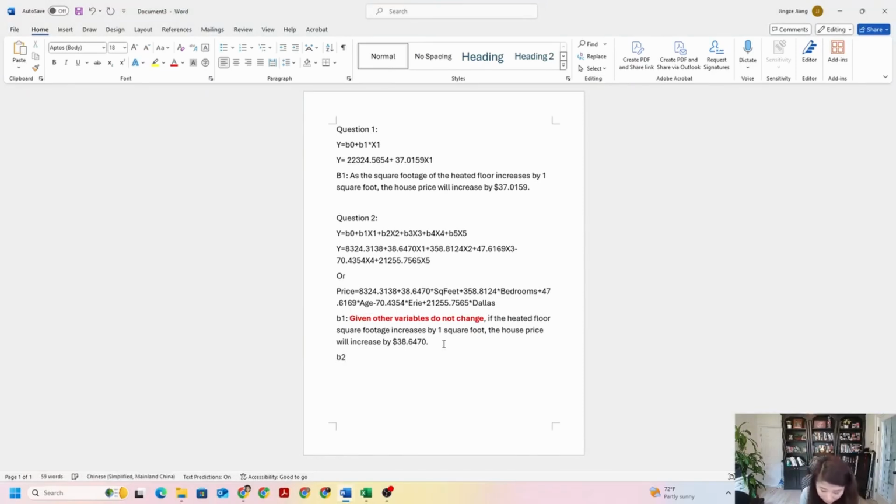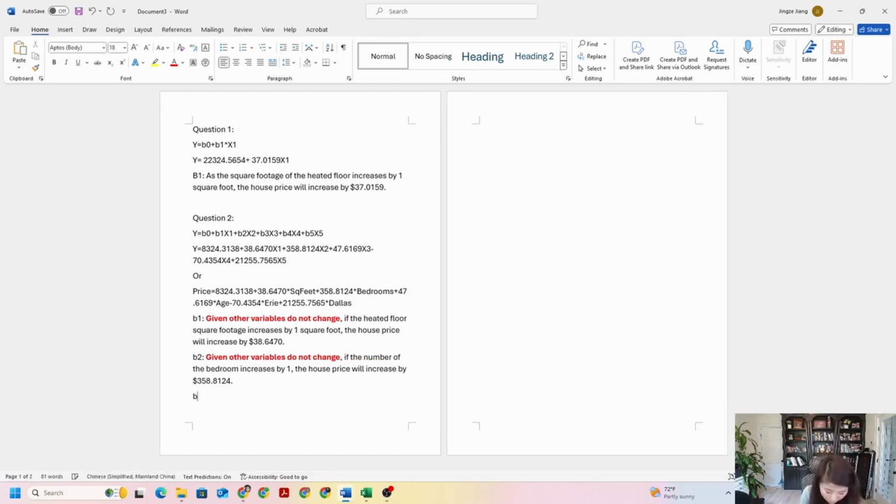Okay, now B2, similar idea. Basically, if the number of bedrooms increases by 1, the housing price increases by that much, given the rest of the variables don't change. So let me just copy this statement here. If the number of bedrooms increased by 1, the house price will increase by, to avoid typos, I'm just copying here, that much.